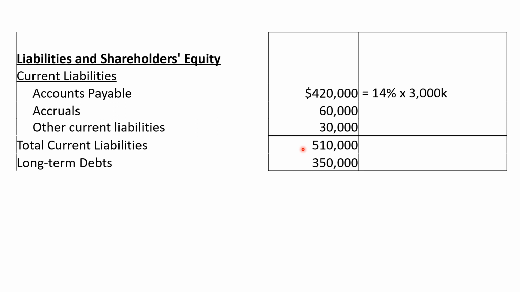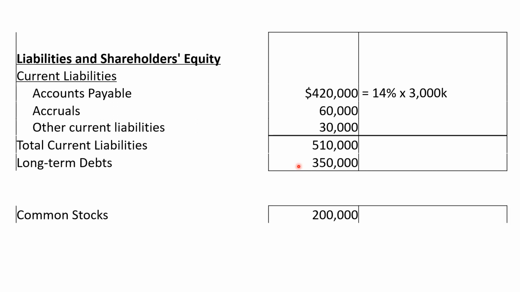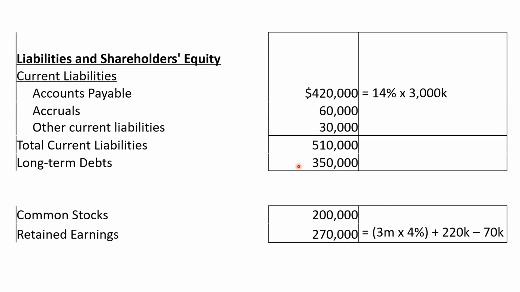Long-term debts remain unchanged from point number 7, 350. You take the figures from X2. Common stock remains unchanged at 200k, the same figure from the balance sheet. Retained earnings, you take 3 million.